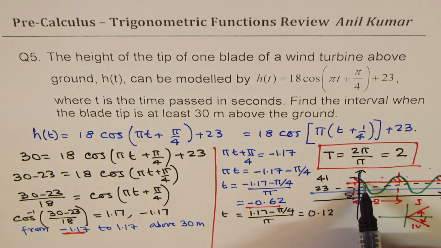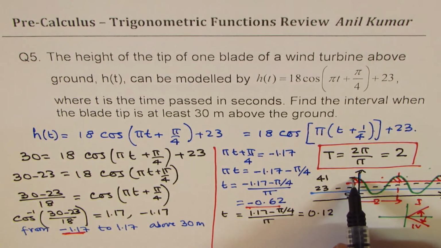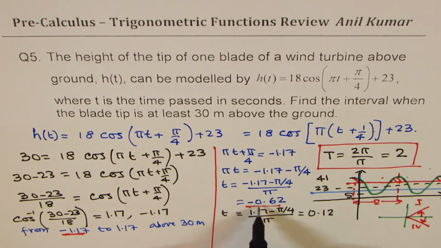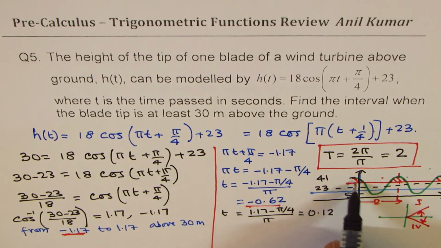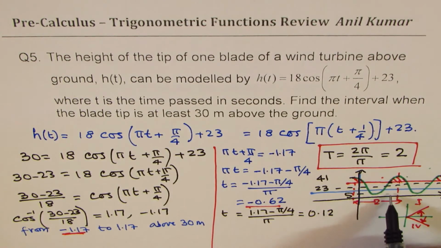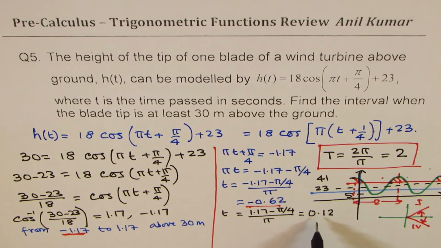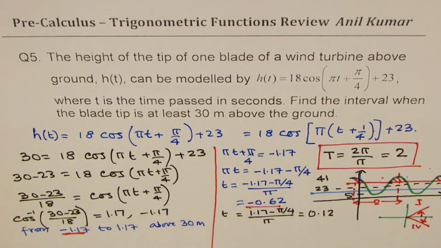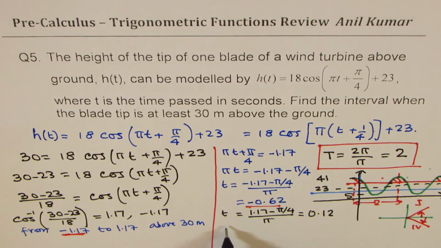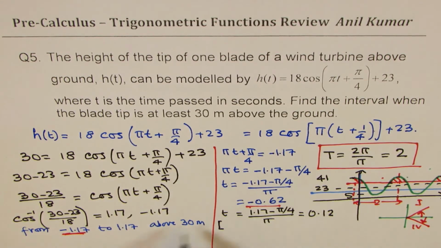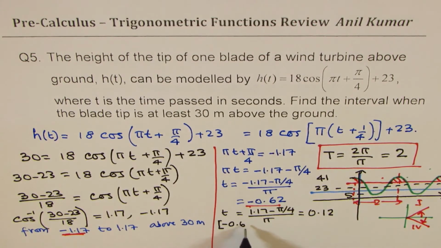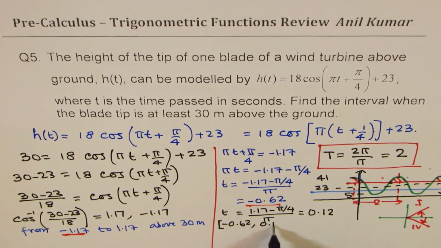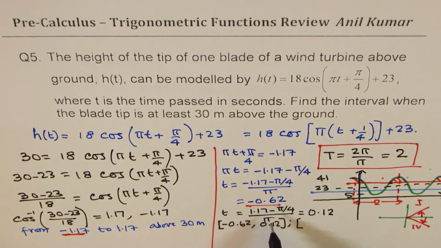So that means this point here is at 0.12 and the other point is minus 0.62. So that is in one interval. And if I have to find the next interval, then what I need to do is I just need to add 2, which is the time period, correct? So one solution is from, we can say, minus 0.62 to 0.12. This is one solution. The other could be to add 2 to it.